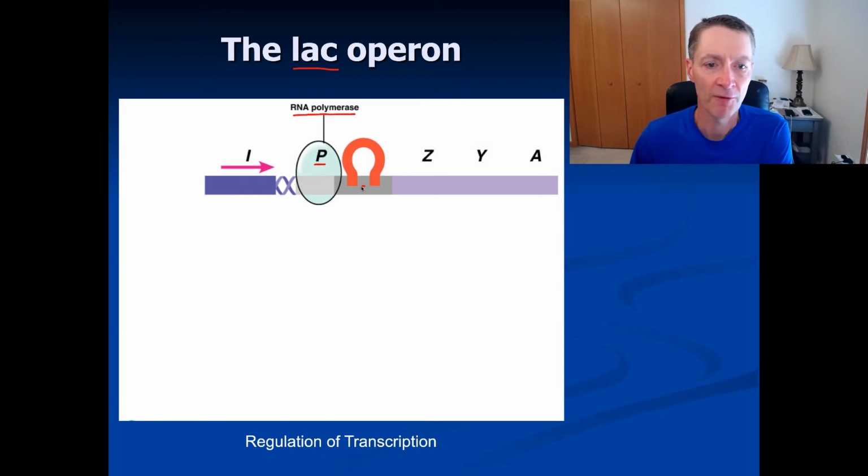Now, oftentimes, right after the promoter, we find a segment of DNA called the operator. Okay? So here we have an operator, segment right after the promoter, and then I see 3 genes, Z, Y, and A. These are genes for the use of lactose, the sugar lactose.